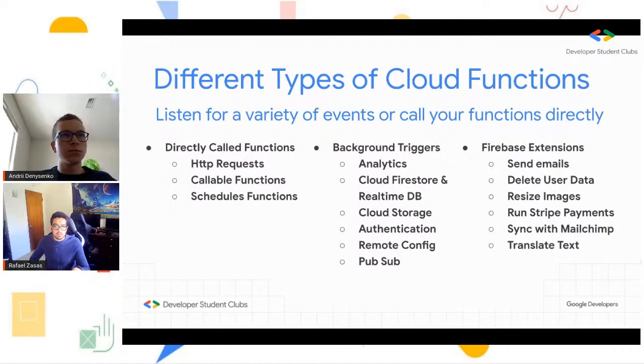The next one is being able to delete your user's data. So if your user deletes their account and they get deleted from authentication, you want to be able to go into the Cloud Firestore database and delete all of the instances where that user appears, and you'll do that by the user's ID. There's some really convenient ones, like being able to resize your images and to translate some text on the page. And then there's some really important ones, like being able to run Stripe payments.